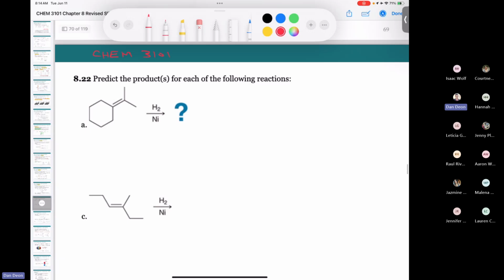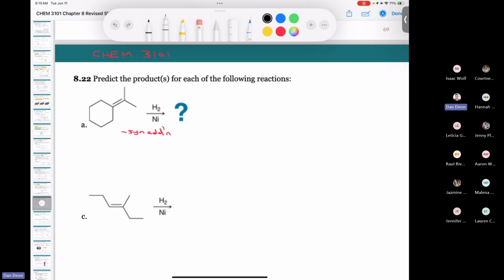So let's take a look here. It says predict the products for each of the following reactions. Now, the first compound, we're taking this alkene and we're subjecting it to hydrogen and nickel. And so we're going to get syn addition. So syn addition. Now let's draw the product that we get once we have syn addition.